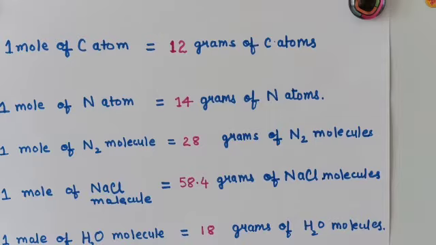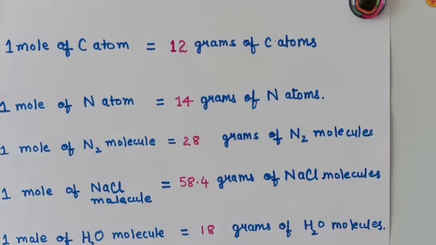Now I am very confident that you understood the concept very clearly, right? So we can say that 1 mole of carbon is 12 grams of carbon, 1 mole of nitrogen is 14 grams of nitrogen, 1 mole of N2 molecules is 28 grams of N2, 1 mole of NaCl is 58.4 grams of NaCl, and 1 mole of H2O is 18 grams of H2O.